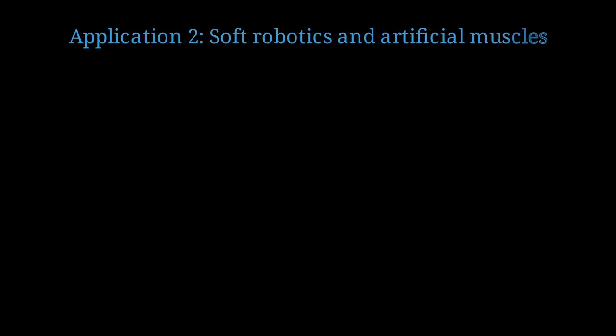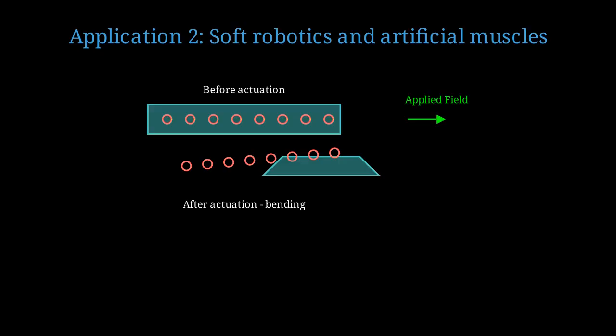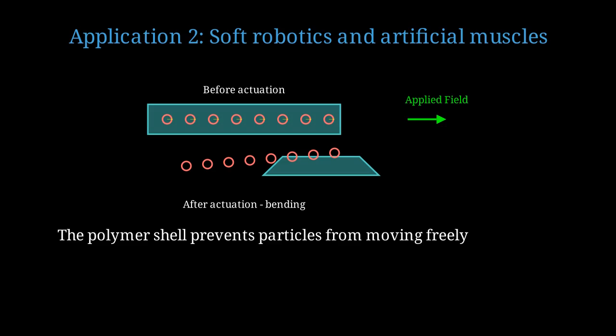Application 2. Soft robotics and artificial muscles. By embedding magnetic particles in elastomers, we create magnetically actuated soft materials. Before actuation, particles are aligned in a relaxed elastomer. When a transverse field is applied, particles rotate and the material bends. This creates controllable deformation. The polymer shell is crucial here. It keeps particles fixed in position while allowing rotation. This converts rotational torque into macroscopic bending.